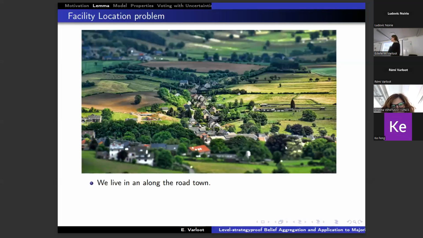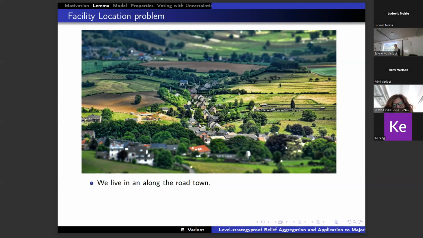Okay, so I'm going to start with a simple lemma, which basically all the proofs are based on. This is from 1980. So imagine you live in one of these towns that's along a single road. You have those in mountains, and you have to decide where you're going to build the library in this one town that's along the road. And you ask everyone, where do you want to build the library?